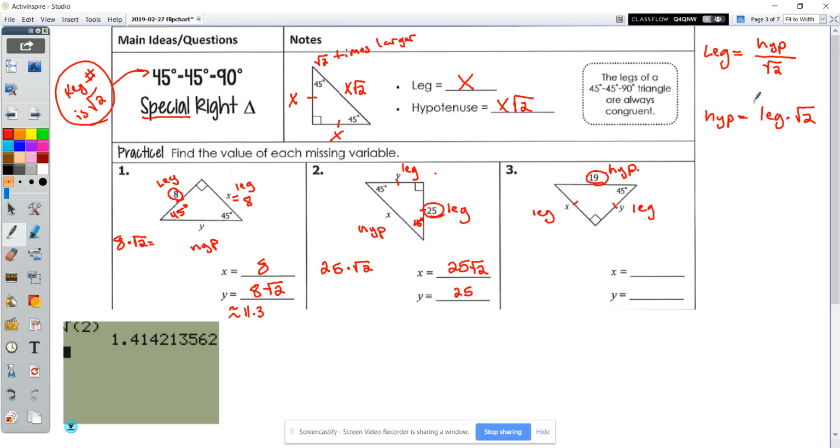So if you're a formula person, you could say, okay, if I'm trying to find a leg, the leg equals the hypotenuse divided by the square root of 2. If you're just trying to remember what to do, you know the key number is the square root of 2. So you could just say, well, okay, if I'm going from something larger to something smaller, I'm going to be dividing it. And since the key number is the square root of 2, I'm going to divide it by the square root of 2. So I'm going to go 19 divided by the square root of 2.